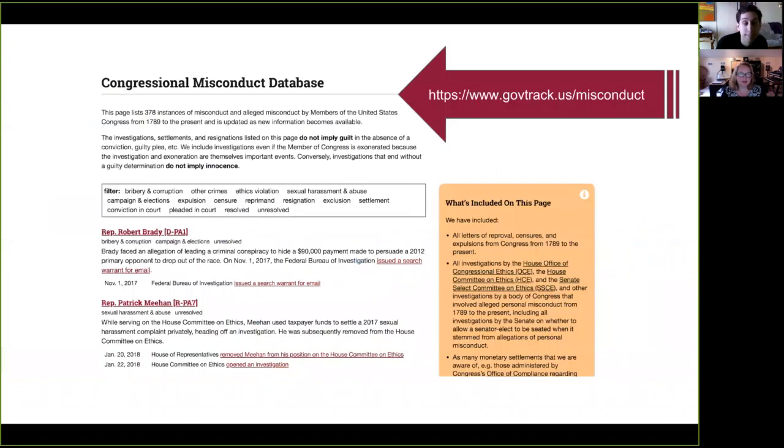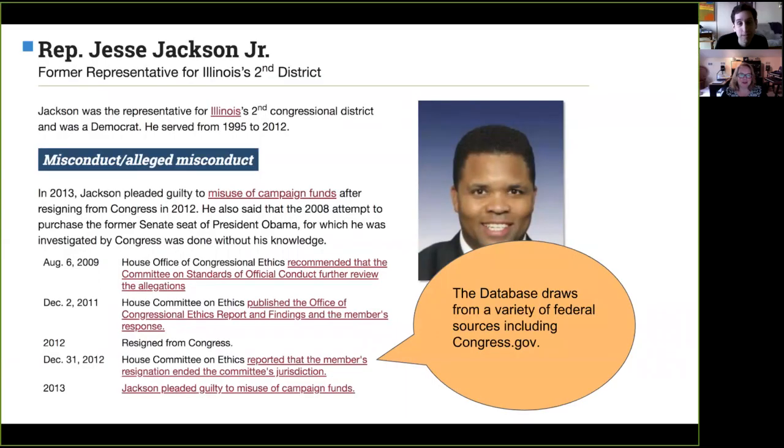The Congressional Misconduct database is the result of work that we've done to put together all the cases of misconduct that we can find that cover letters of reproval, censures, and expulsion from Congress from 1789 to the present. It includes investigations by the House Committee on Ethics, the Office of Congressional Ethics, and the Senate Select Committee on Ethics. The address for the database is GovTrack.us/misconduct. You can see here an example of how one of the records looks on our website.